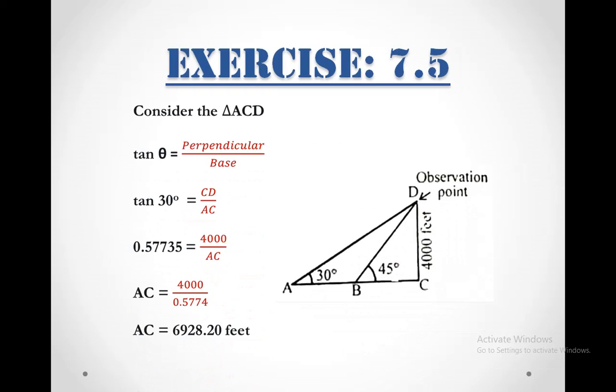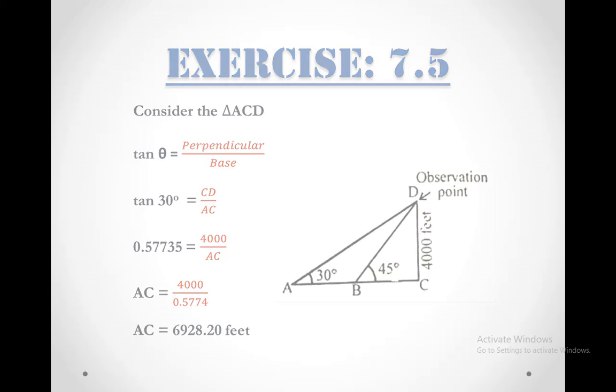Continuing our solution to the next page, in right triangle ACD, we will apply tan theta. We have tan 30 degrees equal to CD over AC. Tan 30 degrees, as comes from the calculator, is 0.57735. CD is 4000, AC is unknown, we have to calculate. So simply AC becomes 4000 divided by 0.5774. We have AC equal to 6,928.20 feet. Still we need to calculate one more thing, so move ahead to the next page.